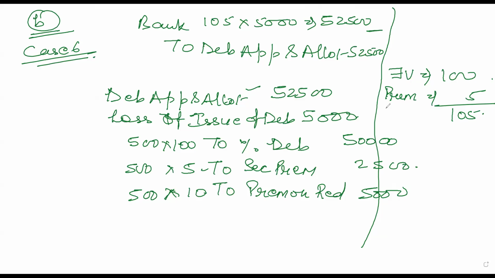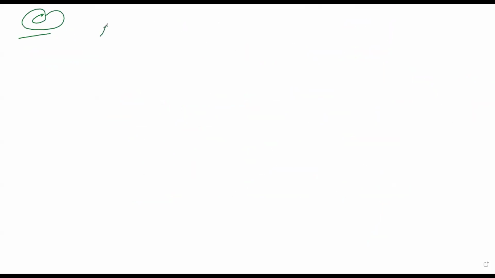When the debentures are issued at par, that is case one. Here the debentures are issued at discount and redeemable at par. So this is very, very easy. It has only one thing: it is issued at discount and redeemable at par. So this is case two. Very good. Case two is very simple. Just pass the entry. Bank account debit, so the first entry is always the same, right? Bank account debit to debentures application and allotment account.